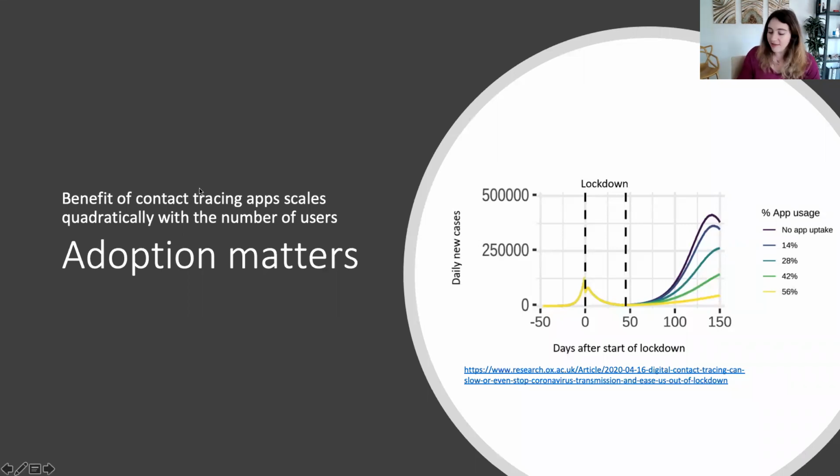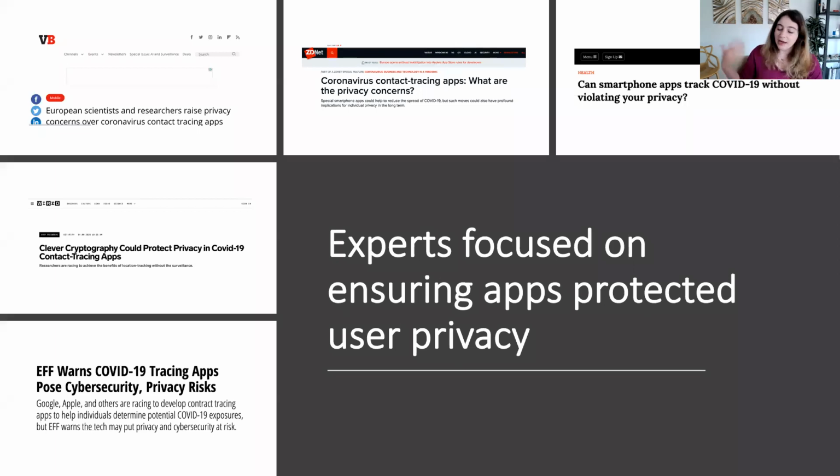And so what this means is that even more than usual, we really care about people having uptake of this technology, and uptake is quite critical to whether or not it effectively achieves its outcomes. At the beginning of the pandemic, when all of these apps were created, experts were highly focused on ensuring that these applications protected user privacy, because of course they can be used as sort of surveillance measures.